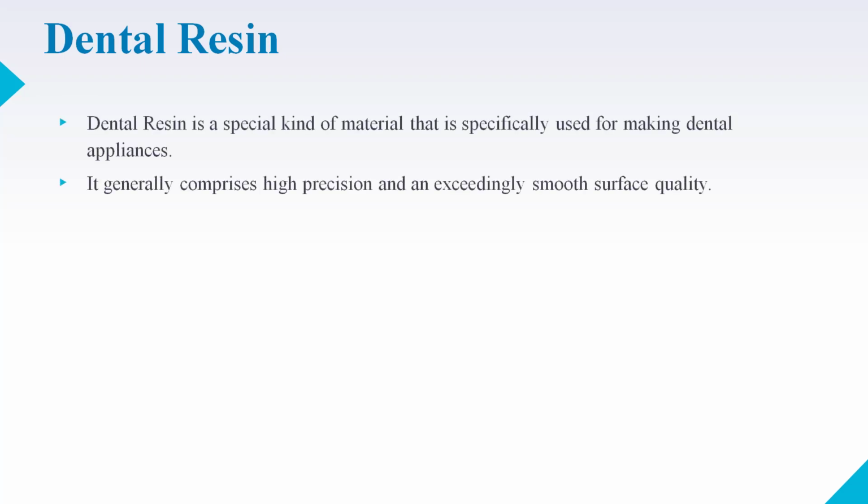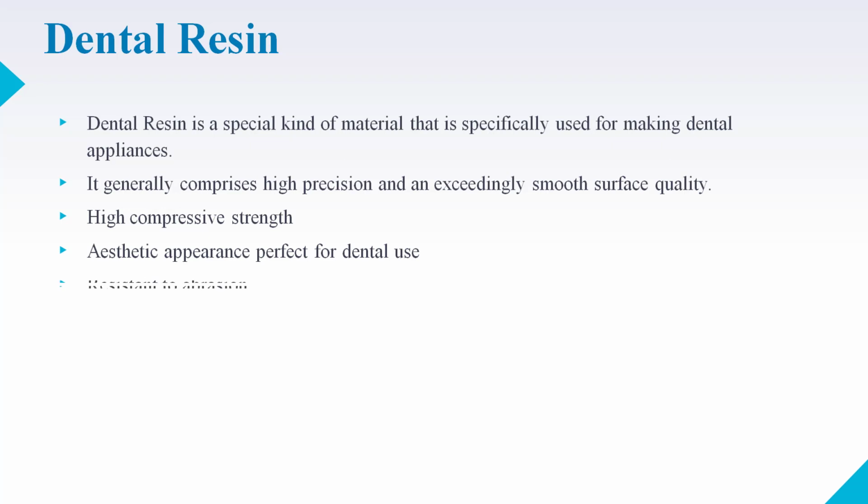Now next is dental resins. As the name says, it is used in the medical industry. A dental resin is a special kind of material that is specifically used for making dental appliances. It generally offers high precision and an excessively smooth surface quality, high compressive strength, aesthetic appearance perfect for dental use, and resistance to abrasion, ideal for surgical and dental appliances. And again, this is expensive because it is used in the medical industries, and the resin needs to be perfect.